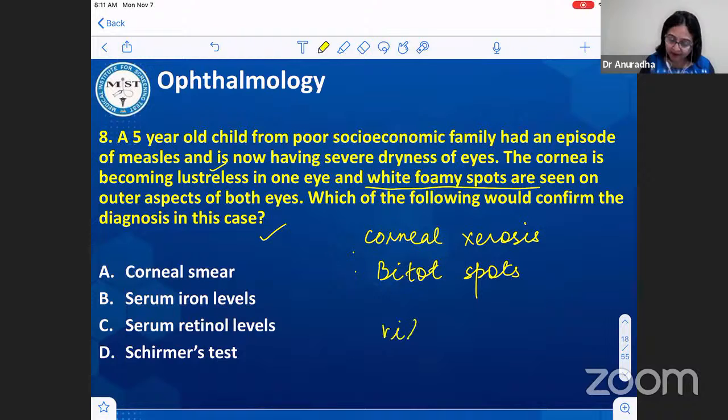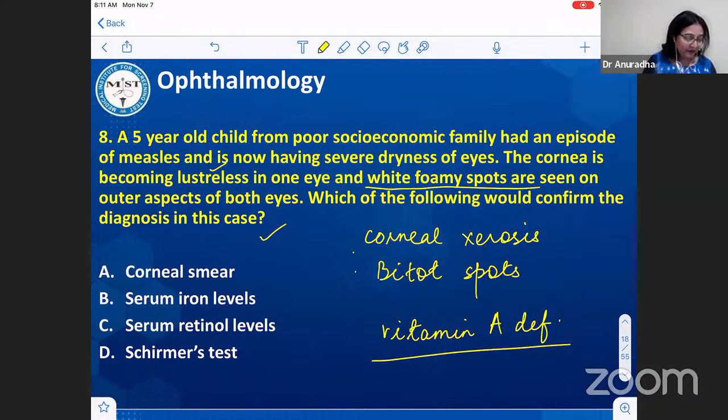We are talking about, the examiner is talking about vitamin A deficiency. Agree with me? Yes. So if I have to confirm the vitamin A deficiency, will the corneal smear help me? No, corneal smear is for corneal ulcer diagnosis. Serum iron levels, this is not a sign of iron deficiency. Serum retinol levels, yes, because that will confirm the diagnosis of vitamin A deficiency.